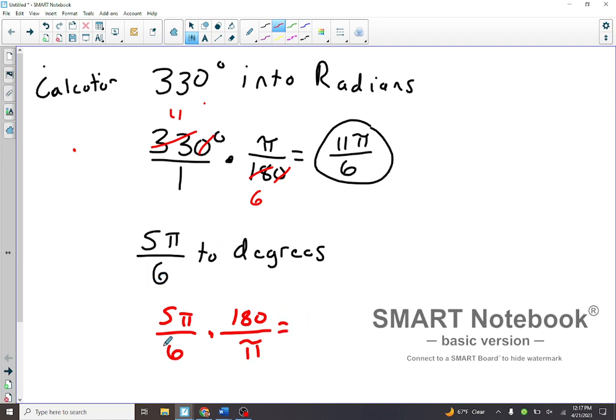So then over here, we reduce as much as possible. 1 and 30. We could cross out those pi's. So it becomes 150 degrees. Okay. So easy freebies. Don't leave those behind.